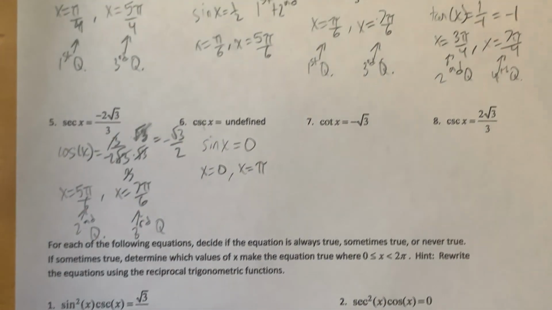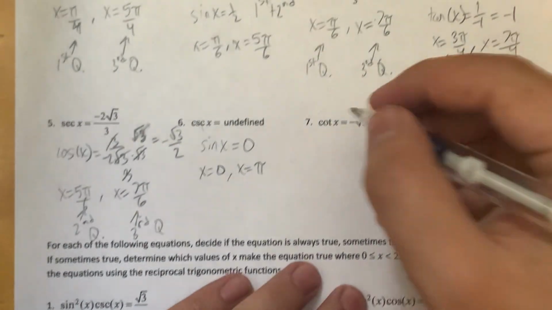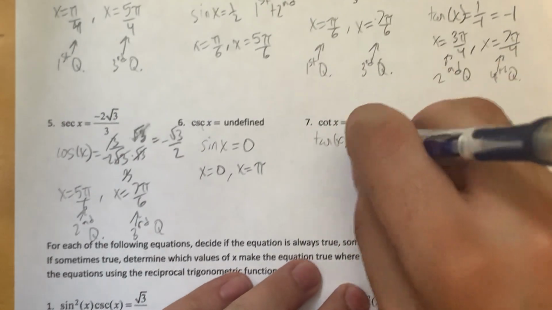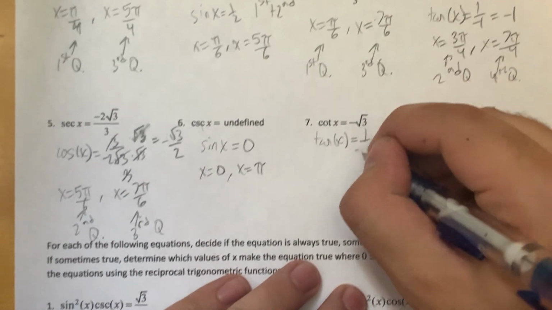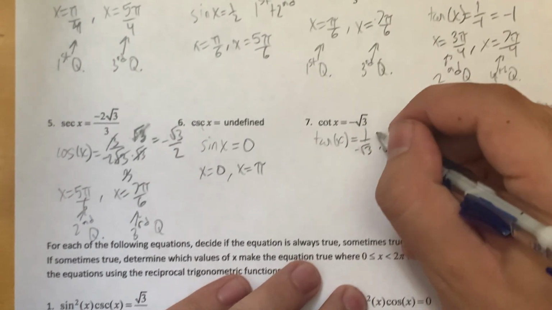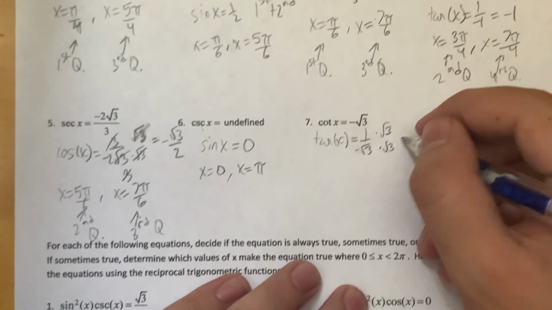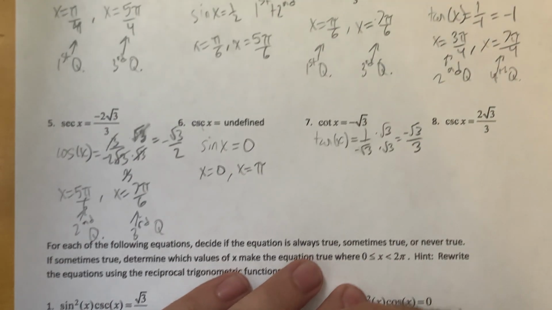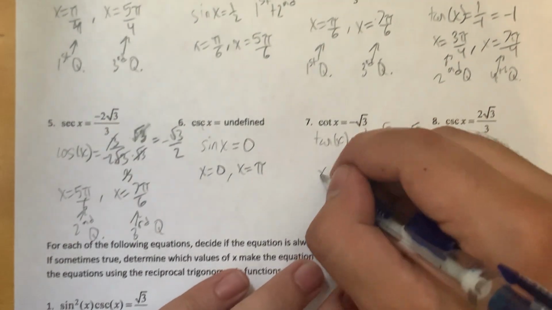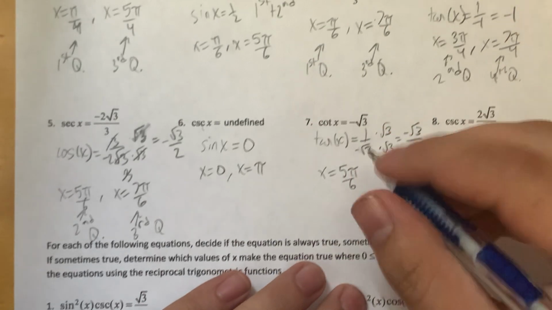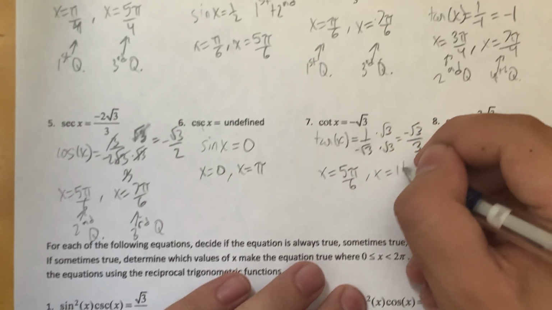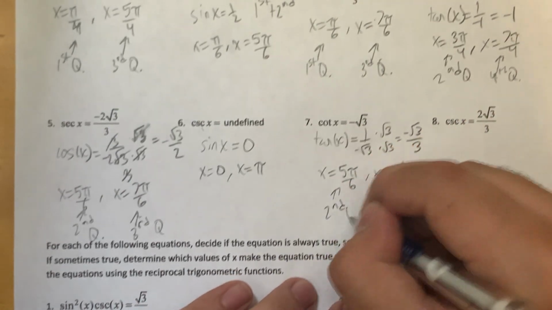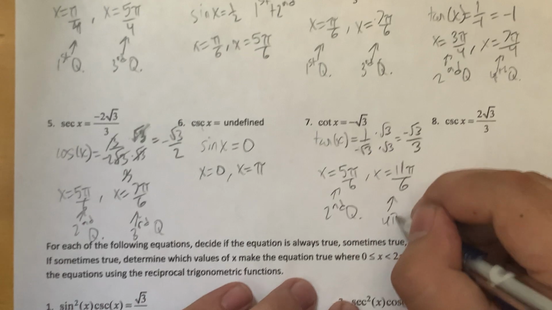So let's do cotangent of x equals -root 3. Opposite is tangent of x equals 1 over -root 3. Times by root 3, times by root 3, and I'll get -root 3 over 3. Easy. X equals 5 pi over 6, and x equals 11 pi over 6. So I knew that because it was in the second quadrant and fourth quadrant.